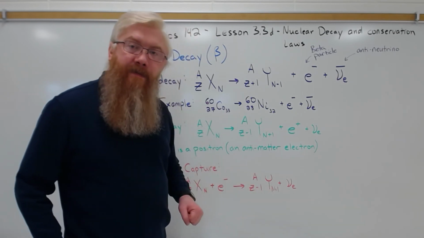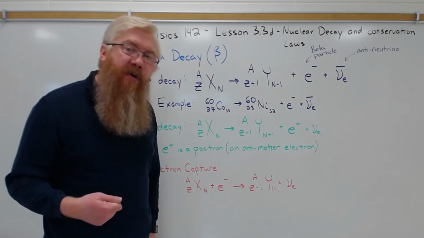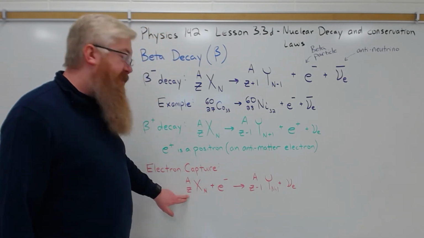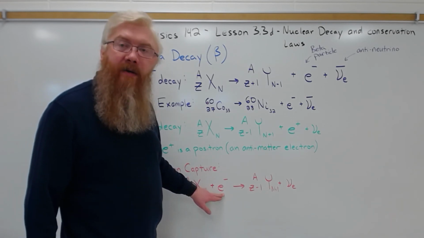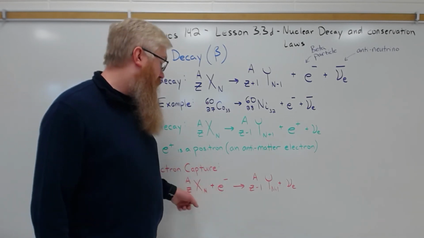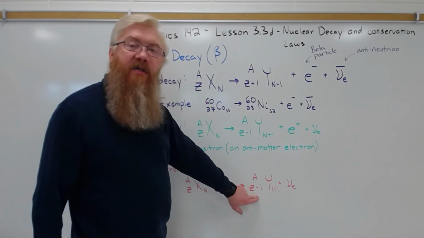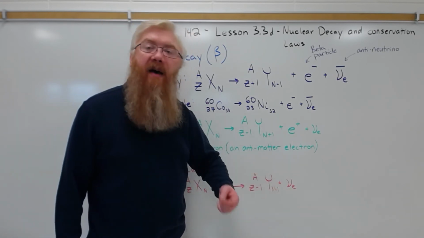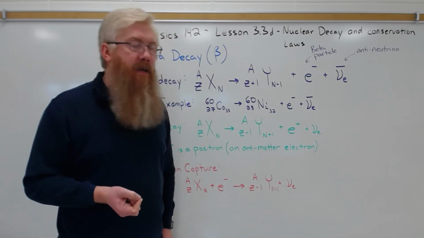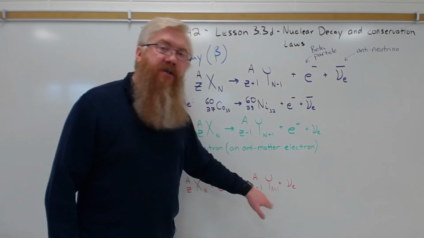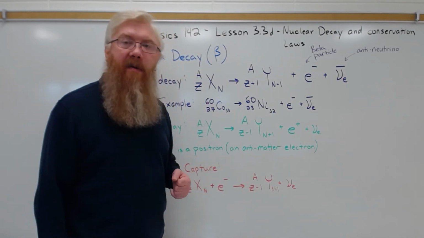changing the element. Remember, the conservation law says that charge must be conserved. You have a charge of Z here. Electron has a charge of -1, so this ends up having a total charge of Z -1 on the left-hand side. You have a charge of Z -1 on the right-hand side. Neutrinos have no charge. Neutrino means little neutral one, basically. So charges are the same on both sides. The nucleon number, A and A, is the same on both sides.